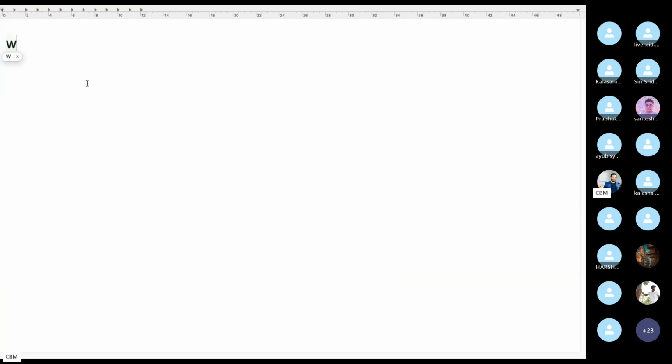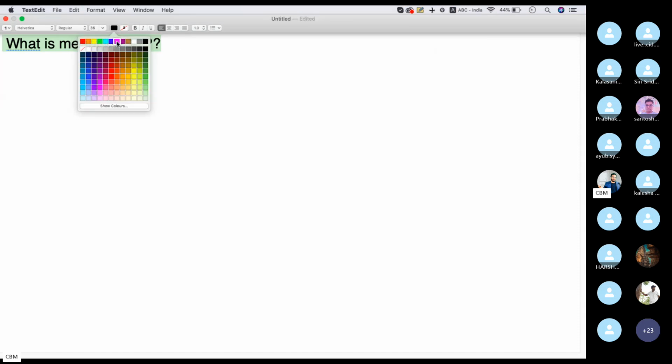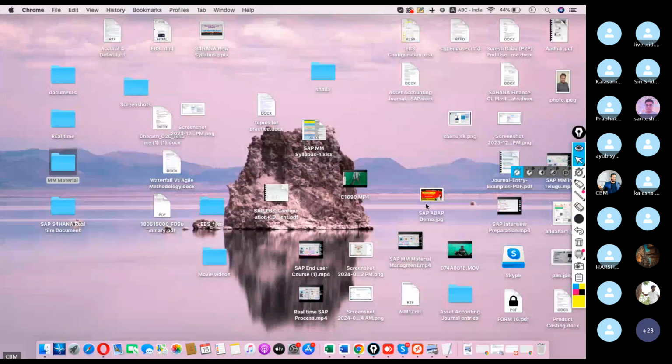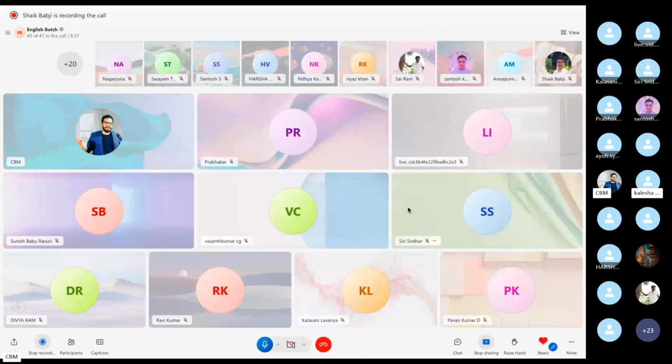The first question I'm asking directly: what is meant by SAP? In very simple English, so everyone should understand. If you have knowledge of SAP, you can share it here so other people will also learn, and I will add a few more points on this topic. What is SAP? Anyone? One answer: system application product for data processing.